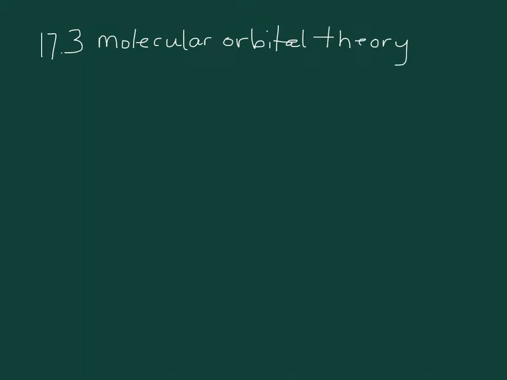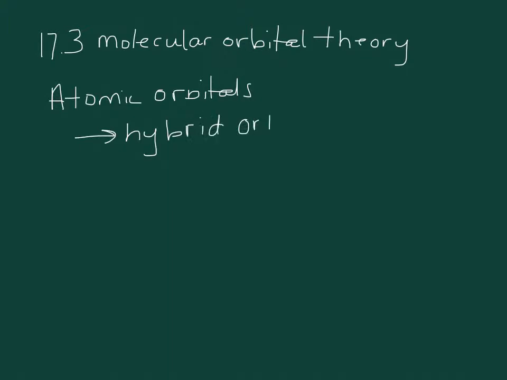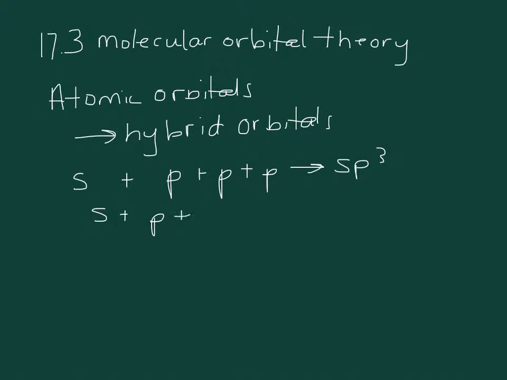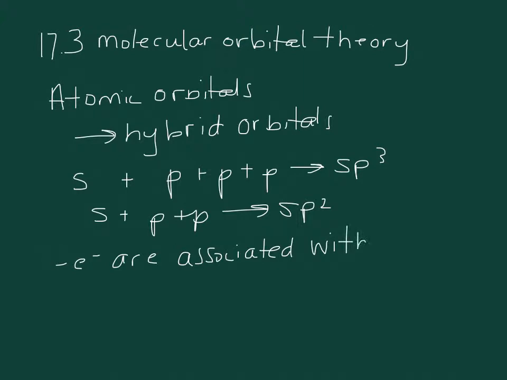Alright, so if you remember in Organic 1, we looked at atomic orbitals. And from atomic orbitals, we made hybrid orbitals. And so that's where we had an s and 3 p's, and we would make an sp3 orbital, or an s and 2 p's, and make an sp2. With atomic orbitals, the electrons are associated with a given atom.